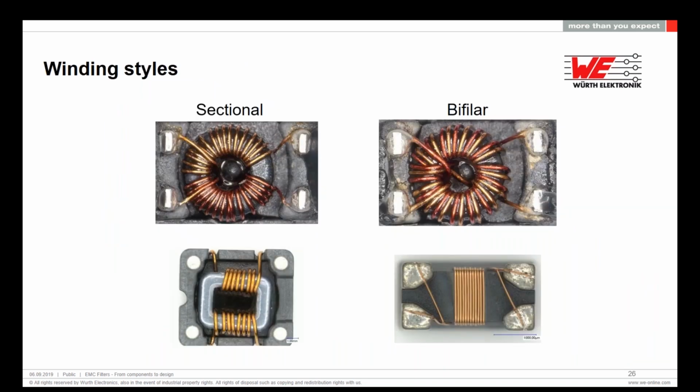When we talk about the winding styles and the effect of the different winding styles, we can check really easily what is the effect of both styles. One is the sectional. Basically, we have a separated winding. They are both separated totally, one from another. And the bifilar winding, we have both wound together. So we can imagine the symmetry we have in the bifilar winding is much higher than the sectional one.